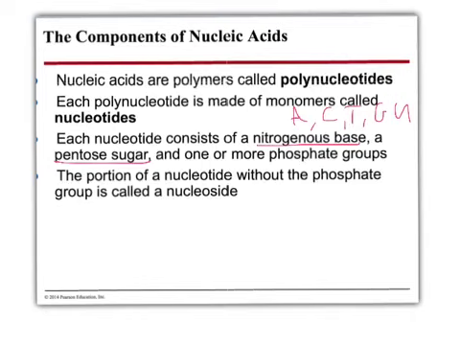Okay, and then what difference in terminology? The portion of a nucleotide without the phosphate is called a nucleoside. So, pentose sugar bound to your nitrogenous base is a nucleoside.